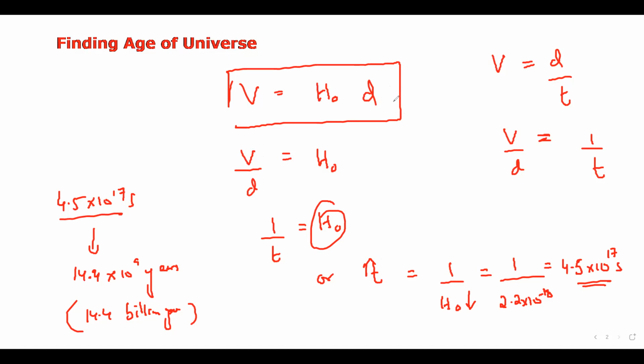So V equals H naught D, or V over D is equal to H naught, and V over D is equal to 1 over time, so the Hubble constant is 1 over time, or time is equal to the reciprocal of the Hubble constant. When we substitute the value, we get the age of the universe. According to this, if there is another universe existing with another age, the value of the Hubble constant will be different for that, like it's having a different age.